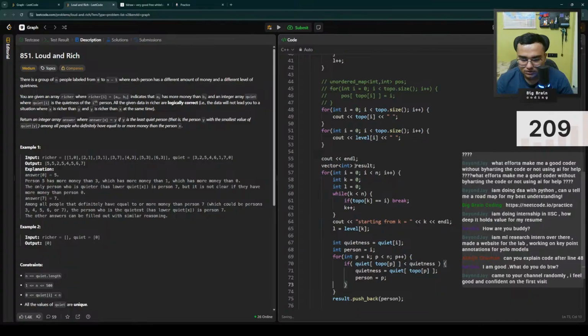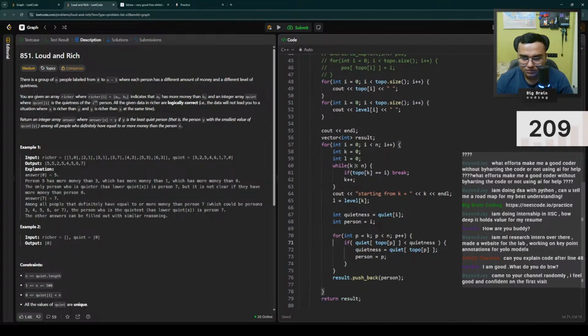Quietness is this, person of I is this. Starting from k, p is less than n. If level of topo of p is greater than L and this, then this.